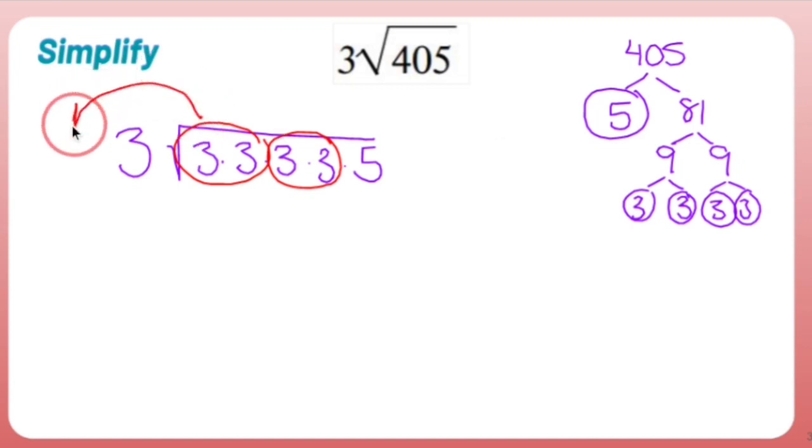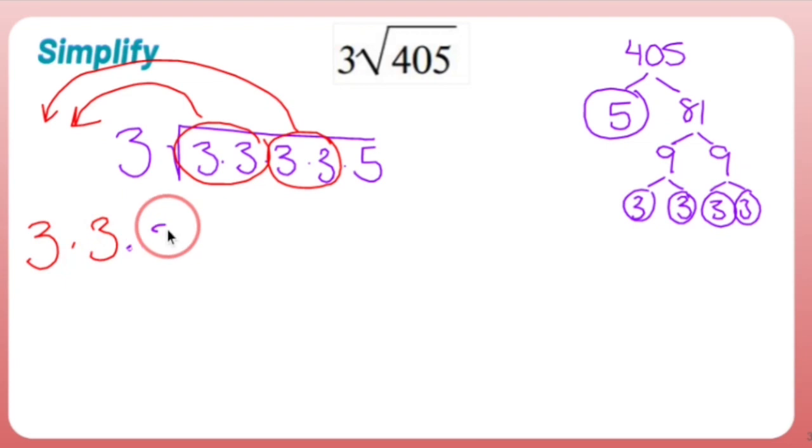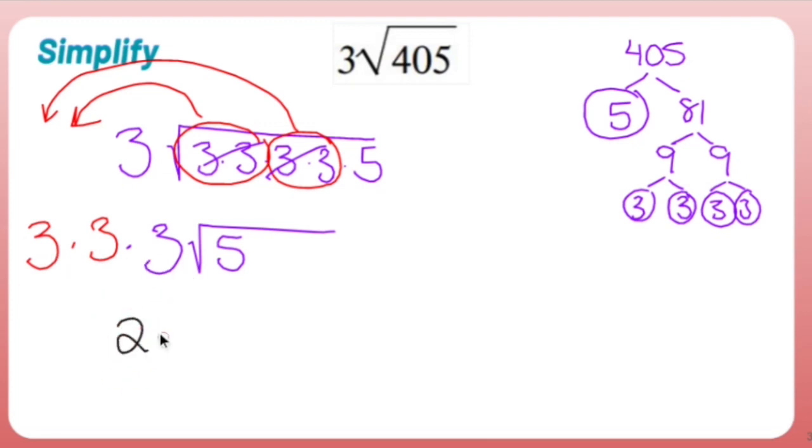Bring out one 3. Bring out another 3. And whenever we bring out more than one thing, we're going to end up multiplying. So 3 times 3 times the 3 that's already out there, square root. You're now gone, 5 is left over. So when I put all of this together, 3 times 3 times 3 is 9 times 3, which is 27. What's left over? Root 5.